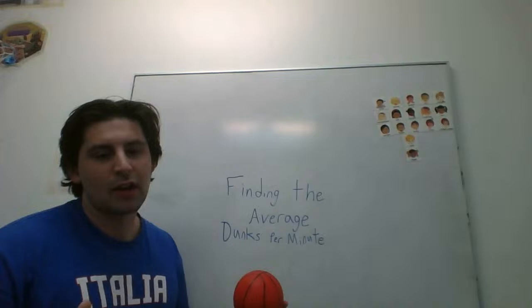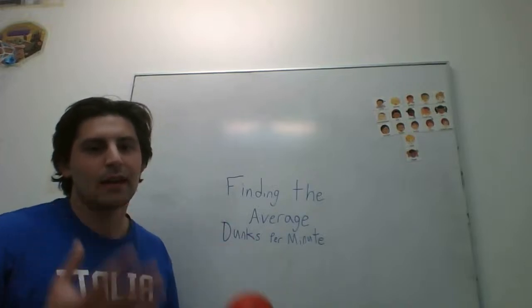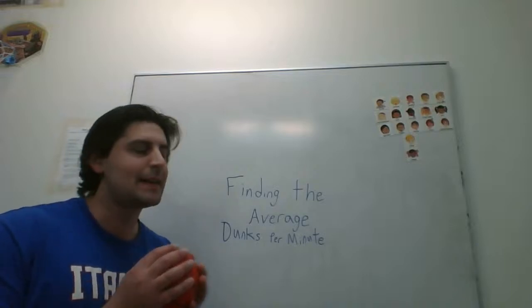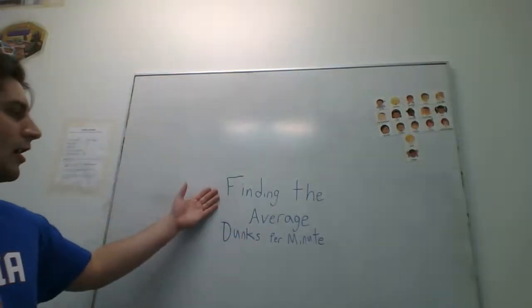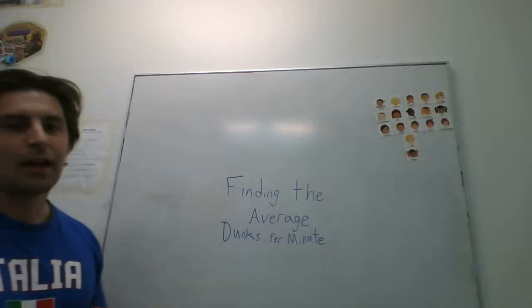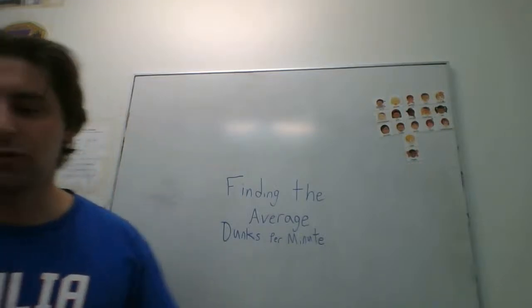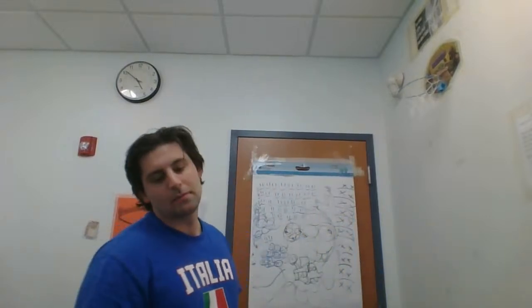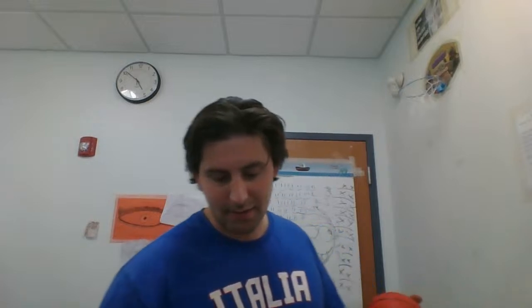So it's been a while since I've done a video in my classroom. This is going to be a video that's a little bit different than usual. In this video, I will show you how to calculate the mean, the average number of dunks per minute. I have a Nerf basketball hoop in my room. I'm going to set the timer for 1 minute. I'm going to do 5 1-minute rounds, and in each of those rounds, I'm going to try to get as many dunks in as I can.